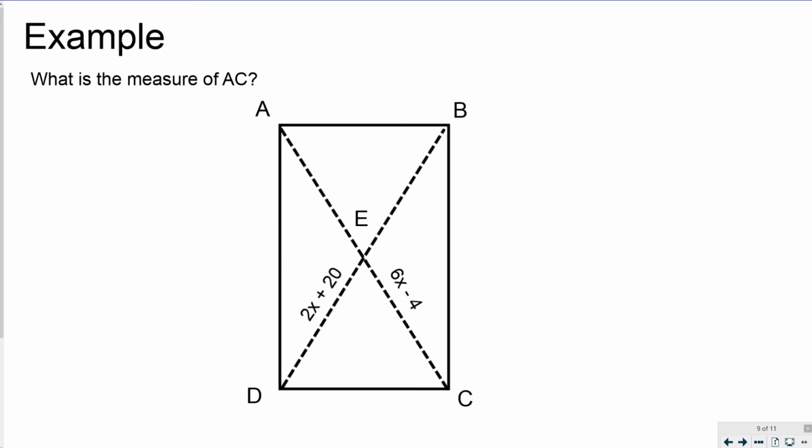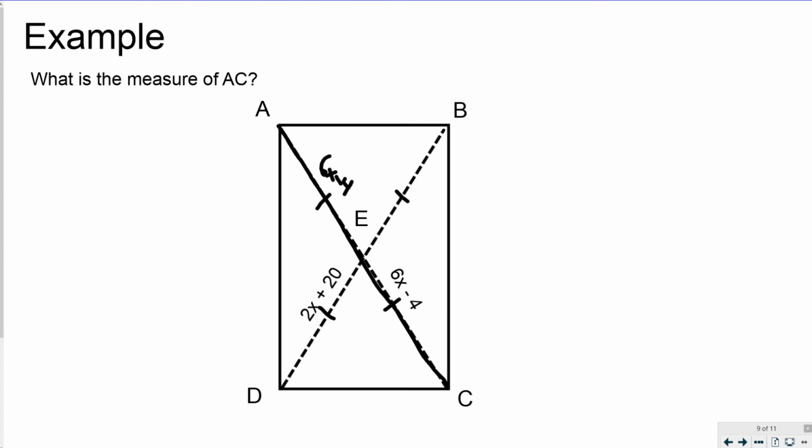What is the measure of AC? So I am being asked to find the measure of this diagonal here, AC. What I do know initially is that this and this are congruent, as well as this and this. So if I can find x and find one of these segments here, I will be able to calculate the measure of AC by adding the two lengths up. So what I'm going to do is just copy 6x minus 4 over here.